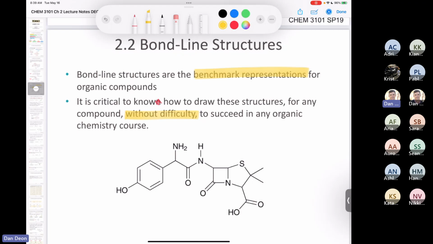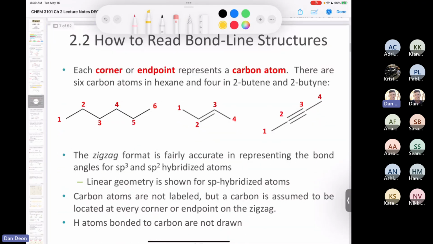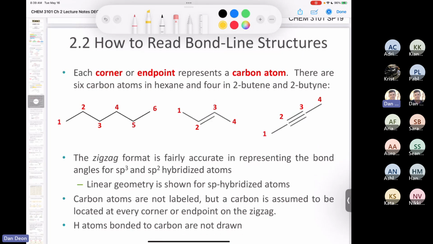All right. And so you can see with this amoxicillin, how much faster it is, again, to draw compared to a Lewis structure. So bond line structures are a good thing. All right, so just a little bit more information about bond line structures, because I didn't show you one yet that had any double bonds or triple bonds in it. But just to rehash a little bit of what we went over this morning, every corner or endpoint represents a carbon. Remember that carbon always has 4 bonds when it's uncharged.